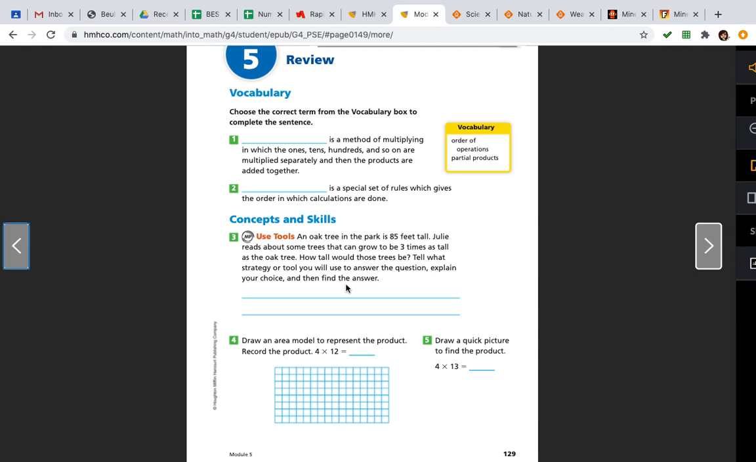So number 1, you're using vocabulary. The blank is a method of multiplying in which the ones, tens, hundreds, and so on are multiplied separately, and then the products are added together. This is partial products. So partial products, we use distributive property to break the numbers down. So partial products make it easier to look at them as ones, tens, hundreds, and multiply them and add them together. Number 1 is partial products.